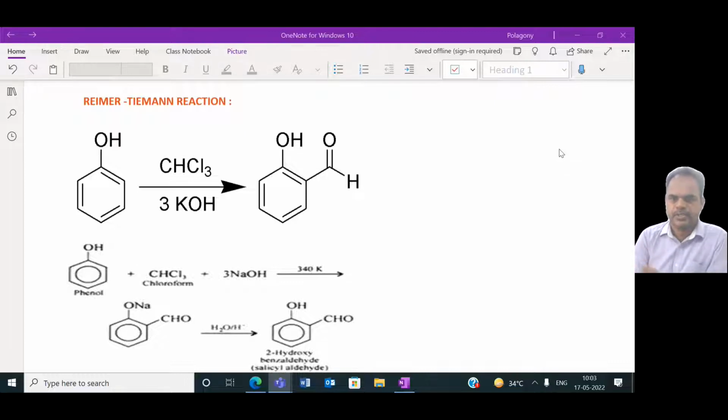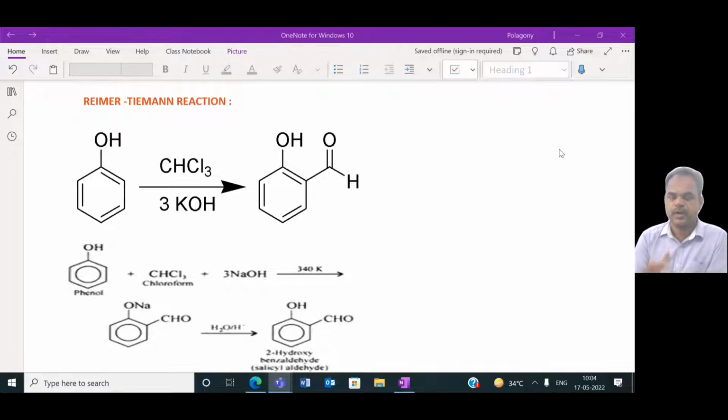In this reaction, the phenol is converted into salicylaldehyde in the presence of chloroform and a strong basic solution. You can take potassium hydroxide or sodium hydroxide. The reaction conditions we provide are a temperature of 340 Kelvin, with the strong basic solution and the chloroform.